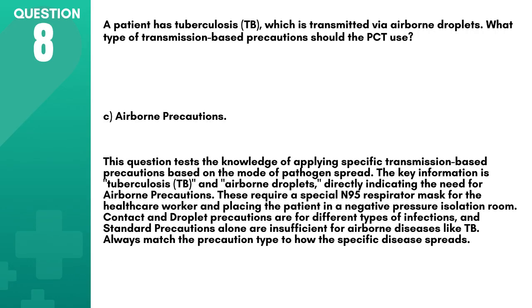Answer, C. Airborne precautions. The question tests the knowledge of applying specific transmission-based precautions based on the mode of pathogen spread. The key information is tuberculosis, TB, and airborne droplets, directly indicating the need for airborne precautions. These require a special N95 respirator mask for the healthcare worker and placing the patient in a negative pressure isolation room. Contact and droplet precautions are for different types of infections, and standard precautions alone are insufficient for airborne diseases like TB. Always match the precaution type to how the specific disease spreads.